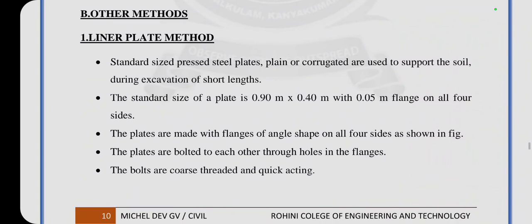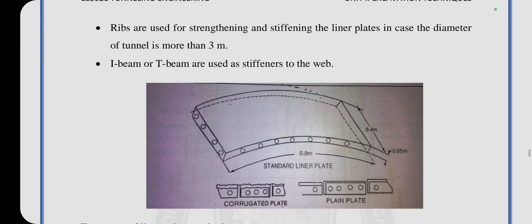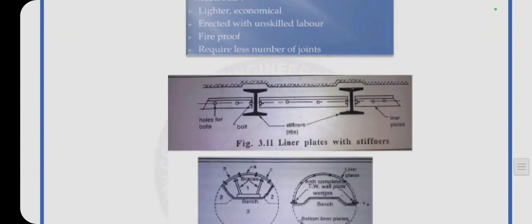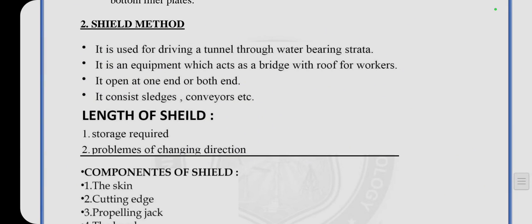The liner plate method: the plates are made with flanges of angle shape on all four sides. The plates are bolted to each other through the holes in the flange. The bolts are coarse threaded and quick acting. The ribs strengthen and stiffen the liner plates. This is used in the case where the diameter of the tunnel is more than 3 meters. The shield method is used for driving a tunnel through water bearing strata.